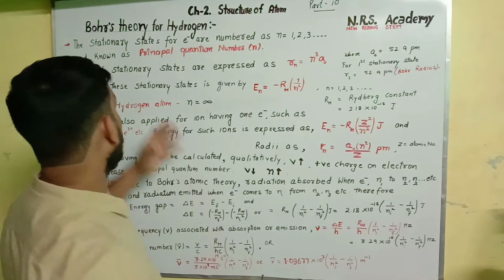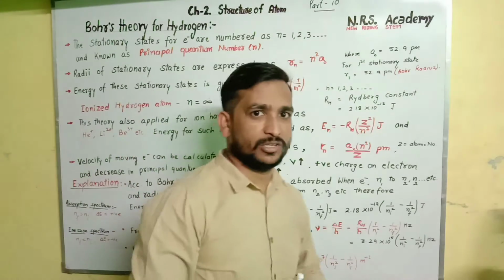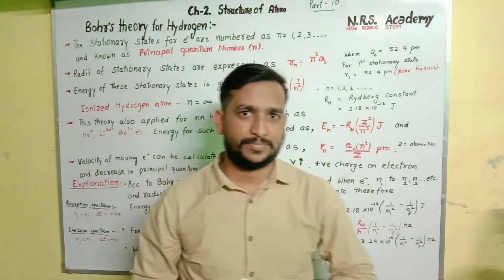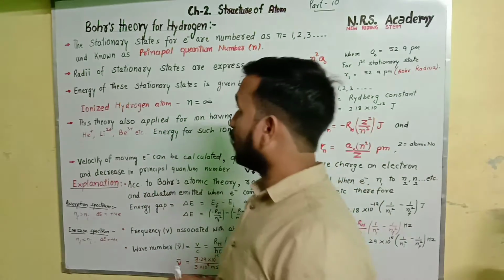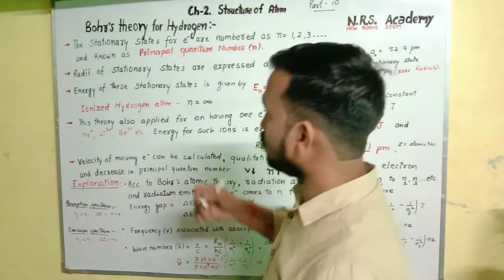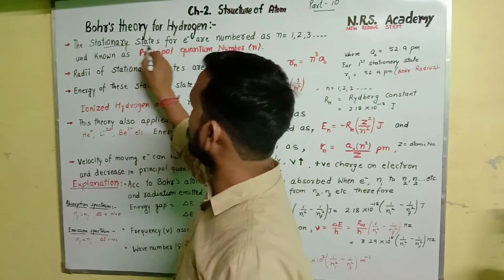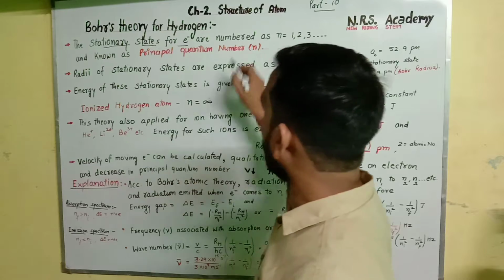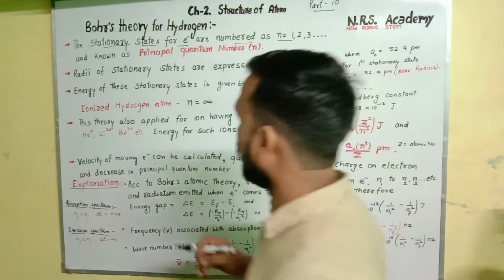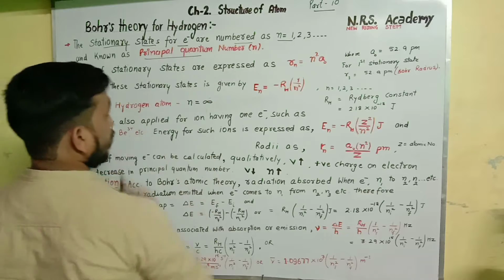In this video we will discuss Bohr's theory for the hydrogen atom, and how it is applicable to a hydrogen atom. According to this theory, the stationary states for an electron are numbered n = 1, 2, 3 and so on, and n is also known as the principal quantum number.